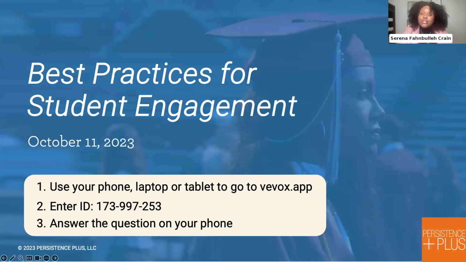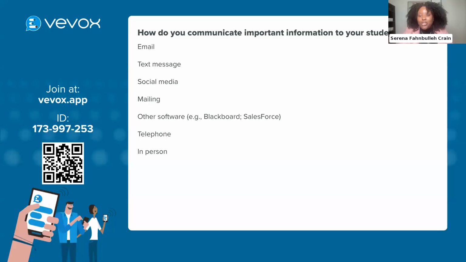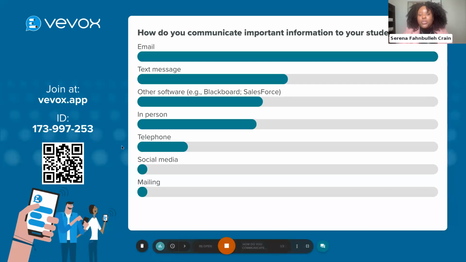Since we're going to be discussing engagement today, we would love to hear from you all. How do you communicate important information to your students? This is a Vevox poll that is ranked choice, so you can choose all the methods that apply, but we ask that you choose the first method that is the one you use most frequently, and then second most used method next, and so on until you create a ranked list.